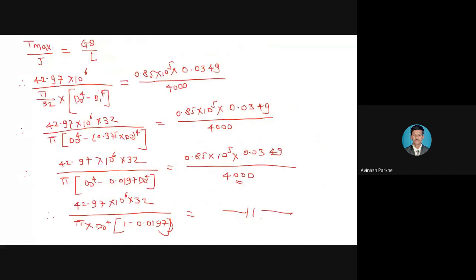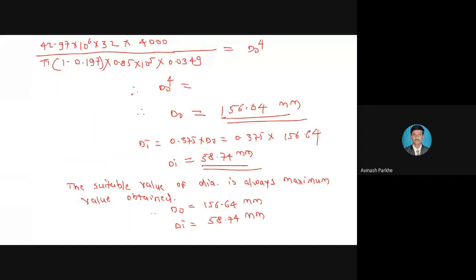Calculation part is very simple. T max upon G is equal to G theta by L. Put the value of G, put the value of theta, put the value of length. The final answer you will get in the form of DO raised to 4. So take the square root 2 times, or whatever answer you got from the left side calculation, make it raised to 1 by 4. So you will get the answer in the form of DO.